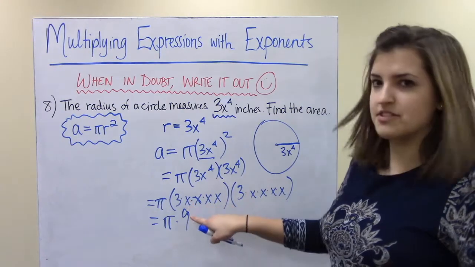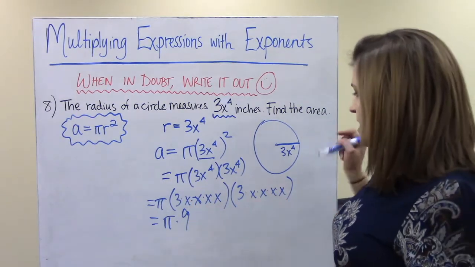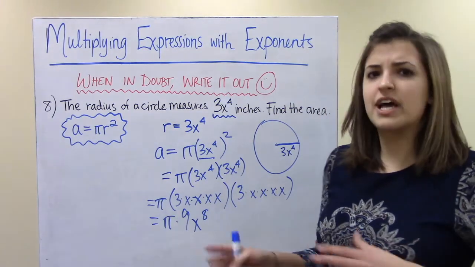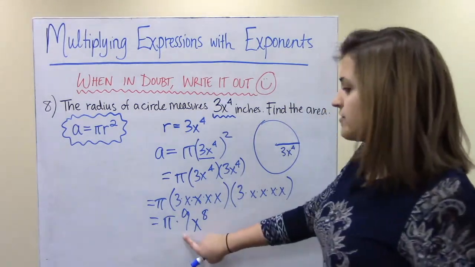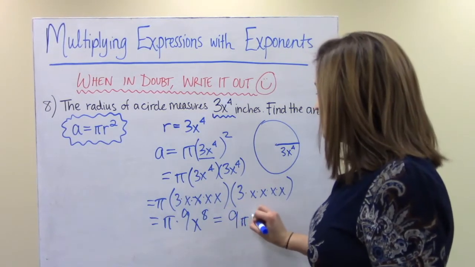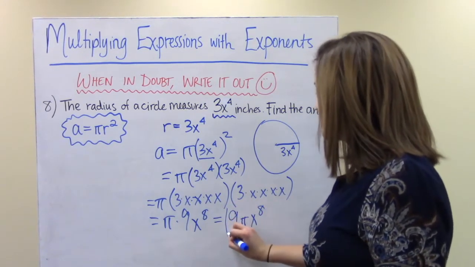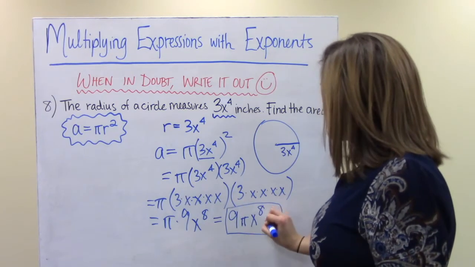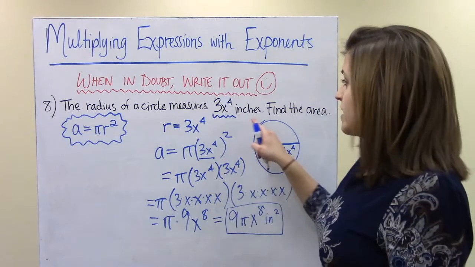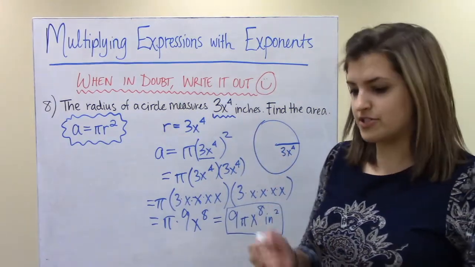And x, how many x's do we have? We have 4, 5, 6, 7, 8. So x to the 8th. And sometimes in math, we like to put the numerical coefficient before pi. So we'll have 9 pi x to the 8th. That will be my answer. And my units will be inches squared because I squared my length of 3x to the 4th inches.